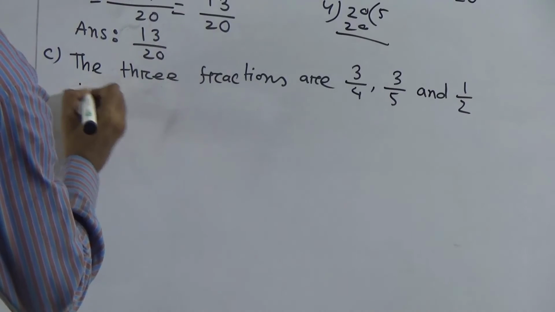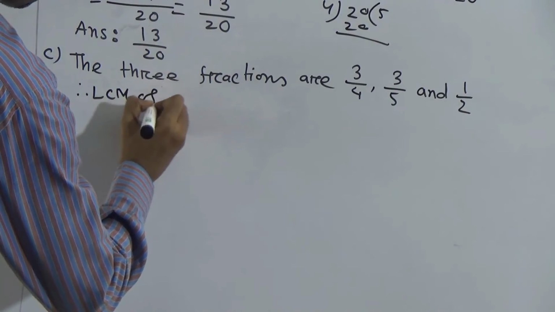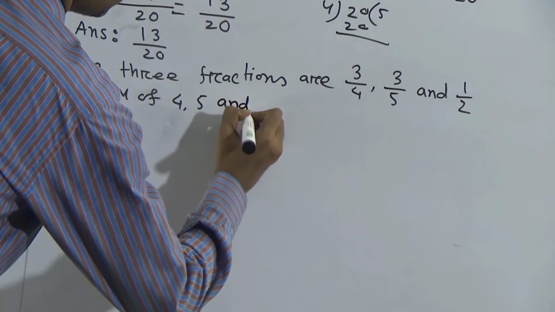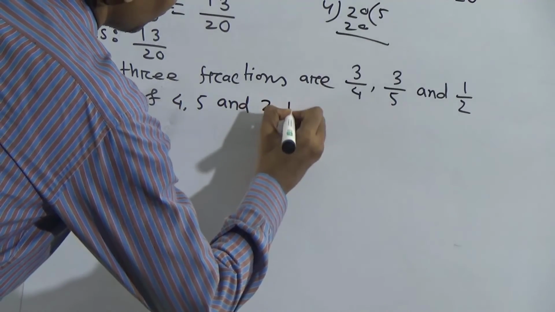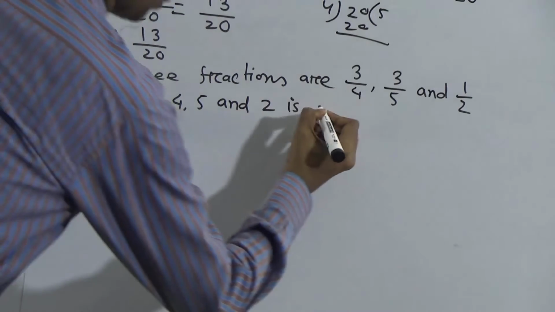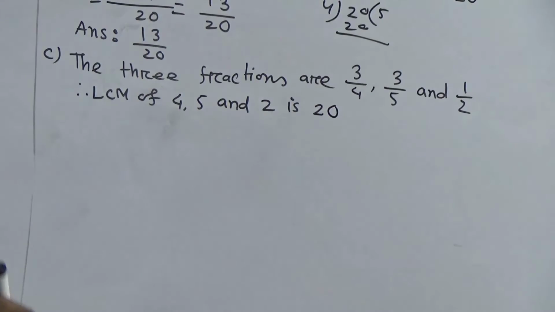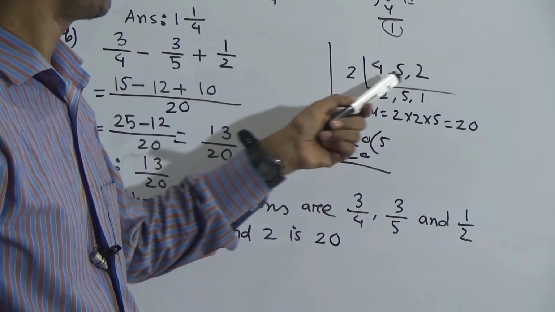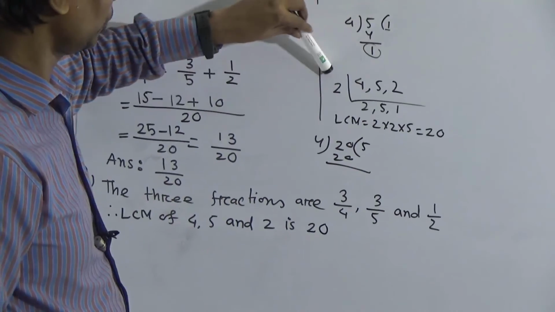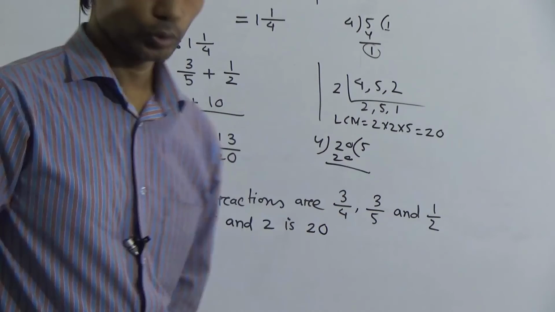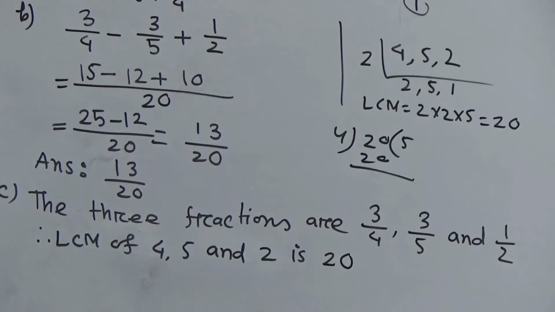Therefore, LCM of 4, 5 and 2 is what? We have got the LCM of 4, 5 and 2 is 20. You see 4, 5, 2, you divide 4 by 2, then you get 2. 5 is not divisible by 2, so 5 remains the same, 2 answer 2. That means 5 2s are 10, 10 2s are 20. Okay? So we have got the LCM of 20.